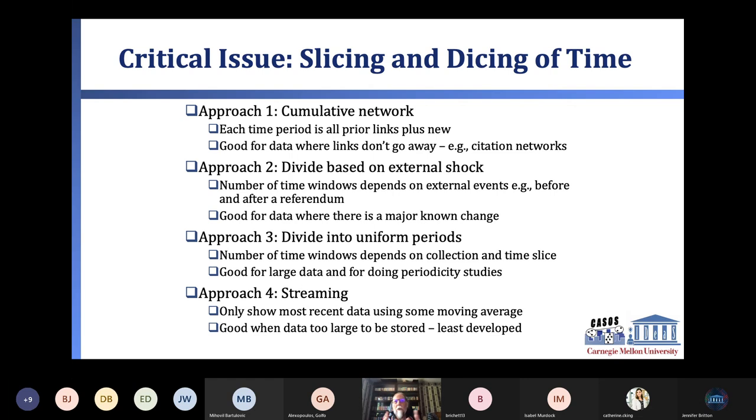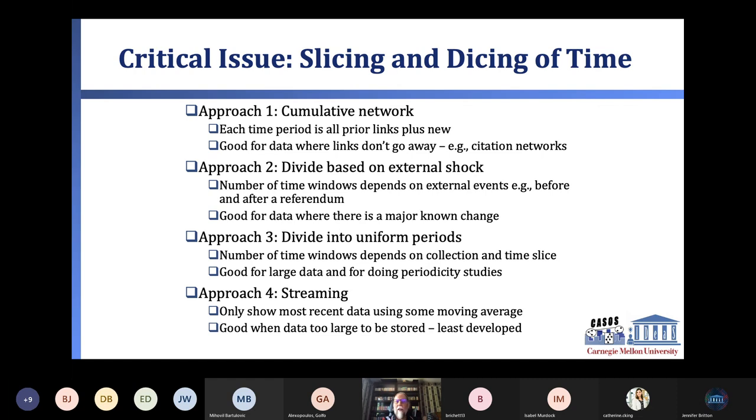Approach two is one I'll use in an example in a little bit. And that's where there was an external shock that you know about. And when you have that external shock and you already know when it happened, you can basically divide the data into pre-shock, during shock, and after shock, and then you can compare the network data set you build in those regions.